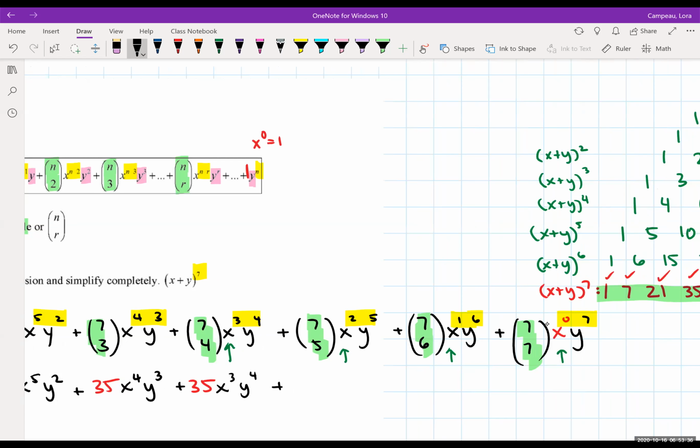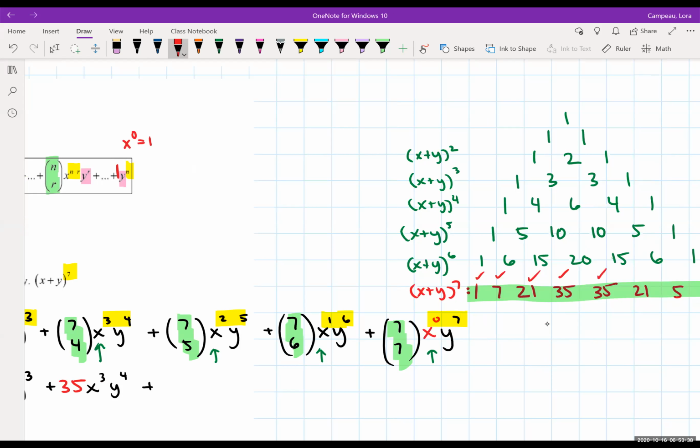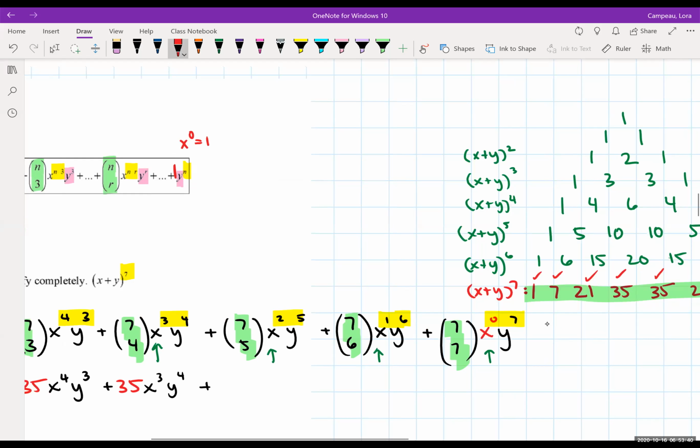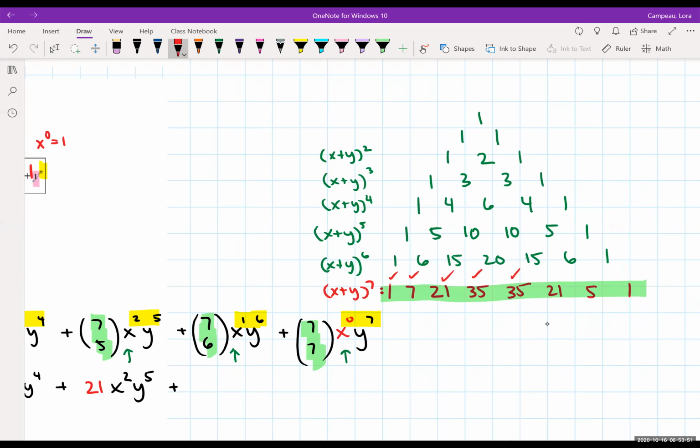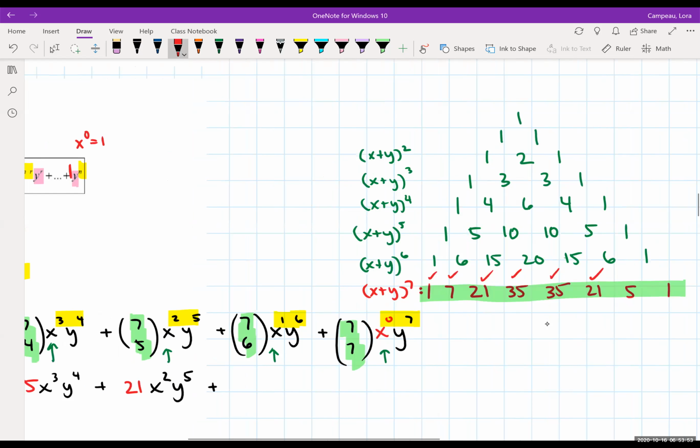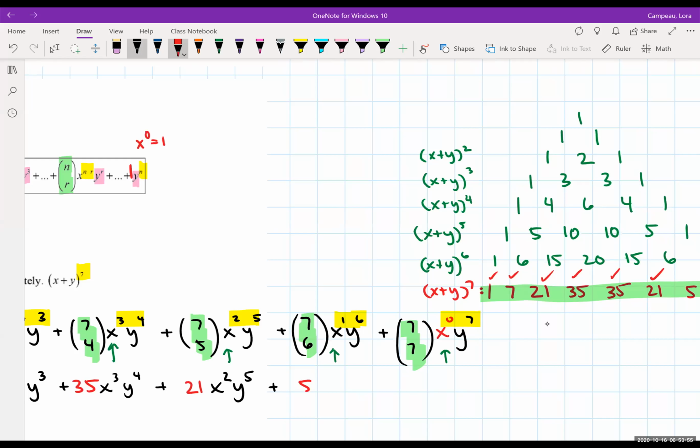plus, we already took care of our 35. We're just moving forward. We have a 21. That's 7 choose 5. Now all you're doing is attaching the powers of x and the powers of y factors. We've taken care of the 21. We are now on 7 choose 6, which is equal to 7, x times y to the 6th.